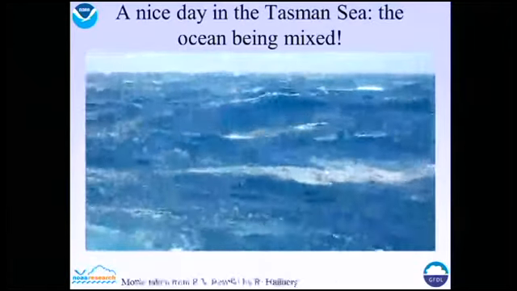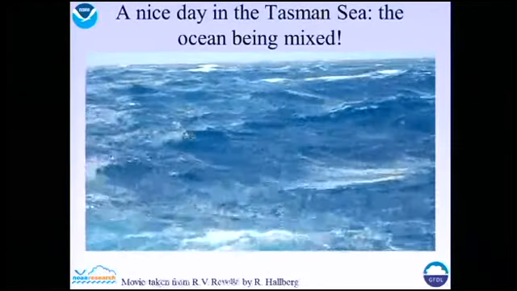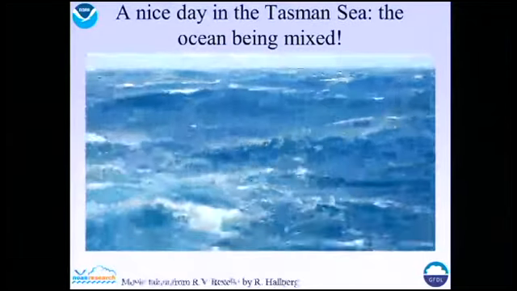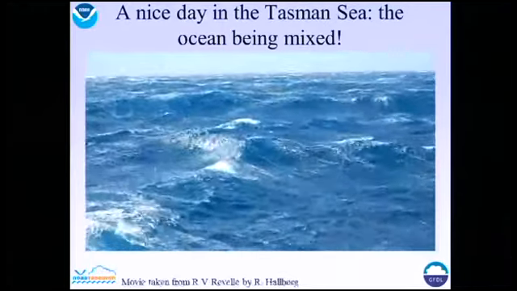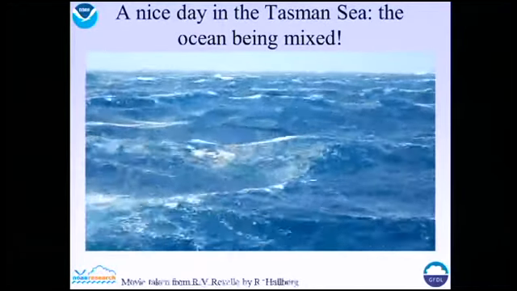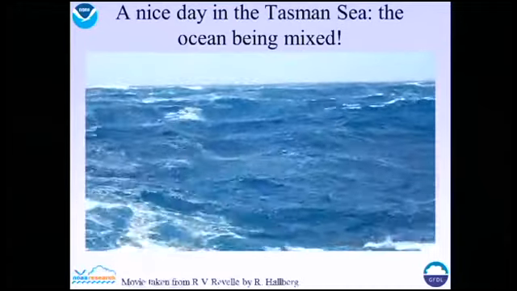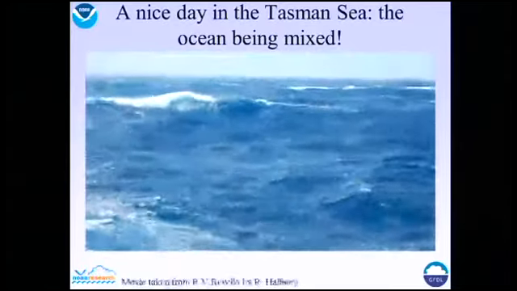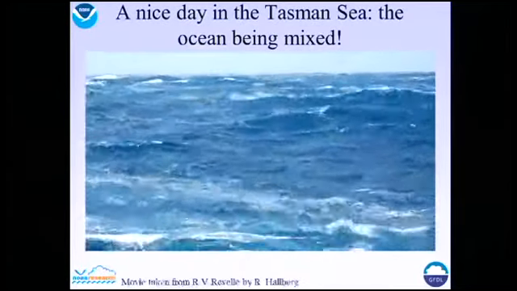This is a mental image that I want to give you of what mixing in the ocean looks like. This was a movie that I took on the deck of a ship, the RV Rebelle in the Tasman Sea. And this is a beautiful day. Clear, sunny skies. The wind is howling along at about 30 miles an hour. And we're getting these big waves. They're breaking. They're plunging down. There's a lot of turbulence. It's all being driven from above.